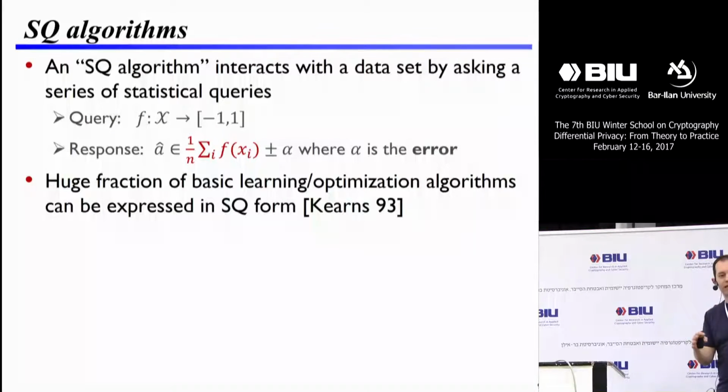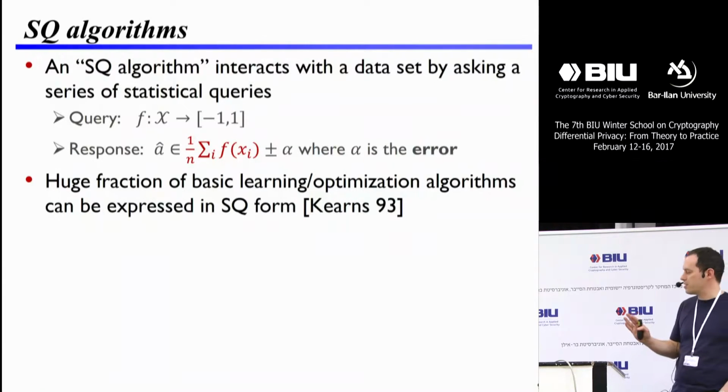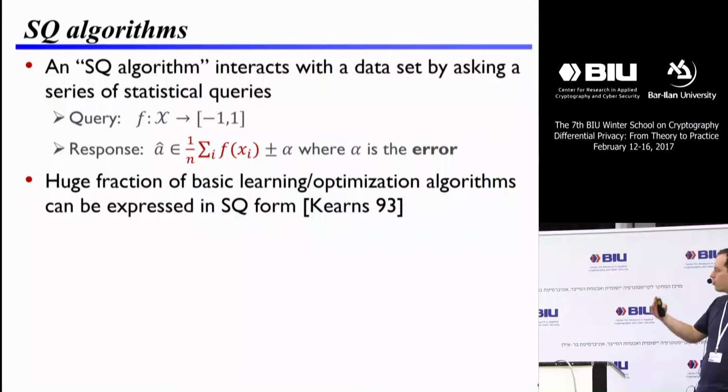Okay. In reality it's a little more complicated. The SQ formalism is normally formulated in terms of averages over some underlying distribution, and I will ignore that distinction by and large for this talk, although it'll come up quite a bit tomorrow. This class of algorithms was named by Michael Kearns in his PhD thesis, and it turns out that a huge fraction of basic learning and optimization algorithms can be expressed in this form. Not all, but many.